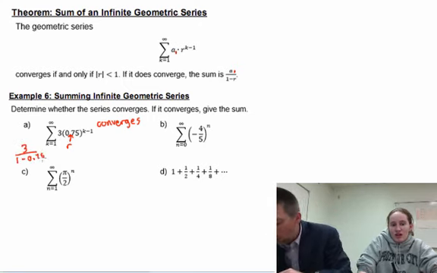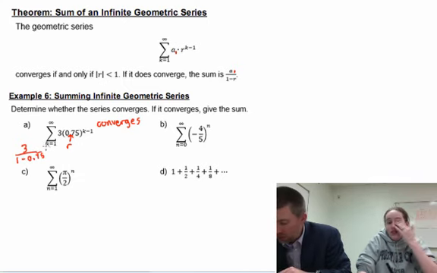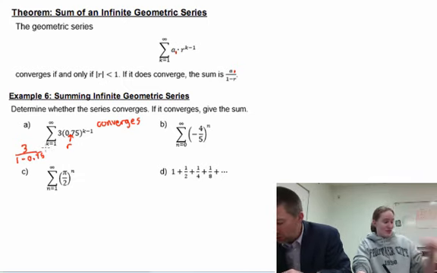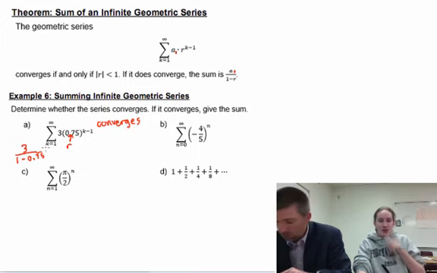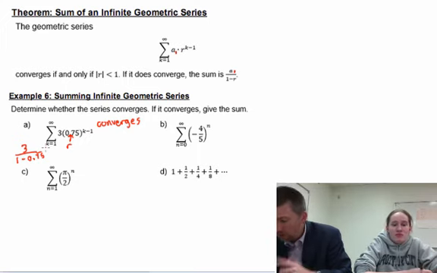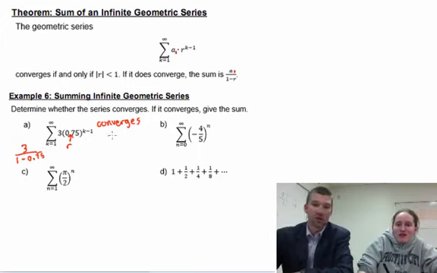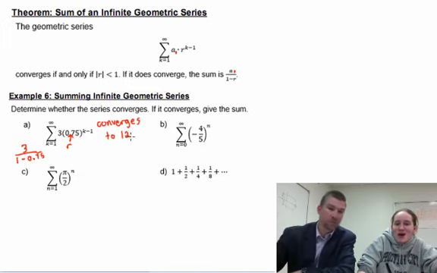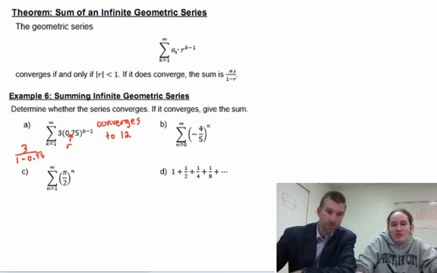I'm on it right now. I think it's 12. 3 divided by 1 minus 0.75. It's 12. Bam. You're so good. It's like you're getting a master's in mathematics. Converges to 12.